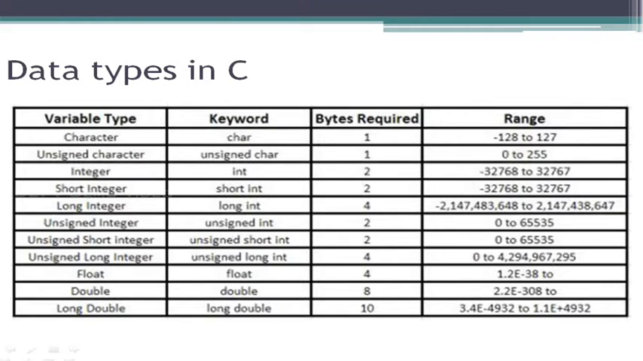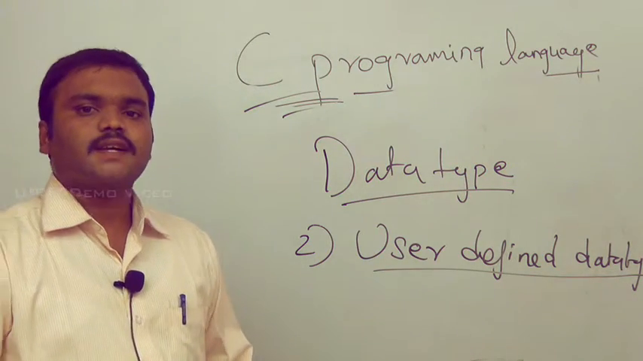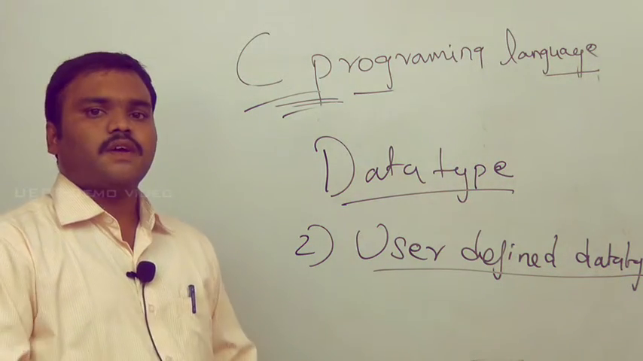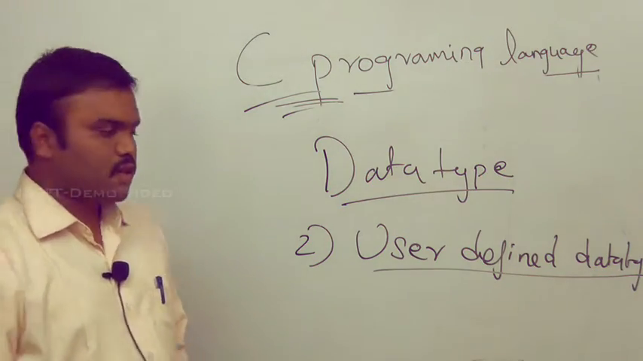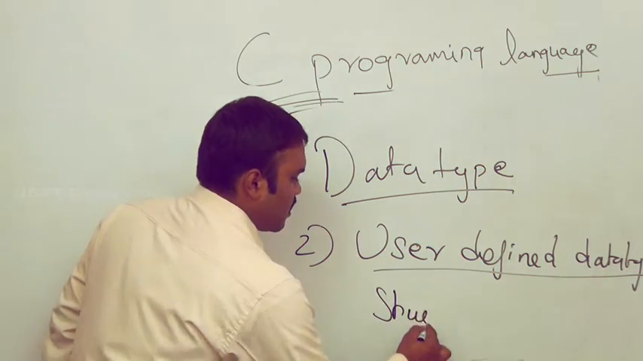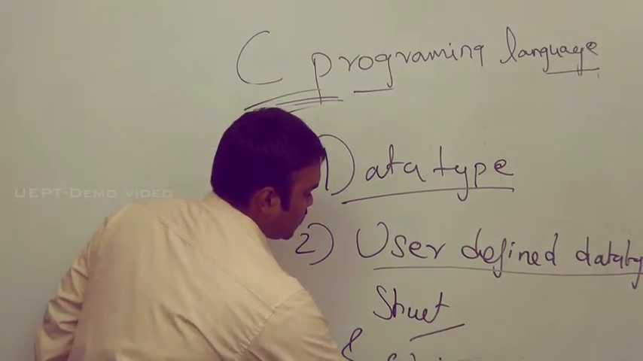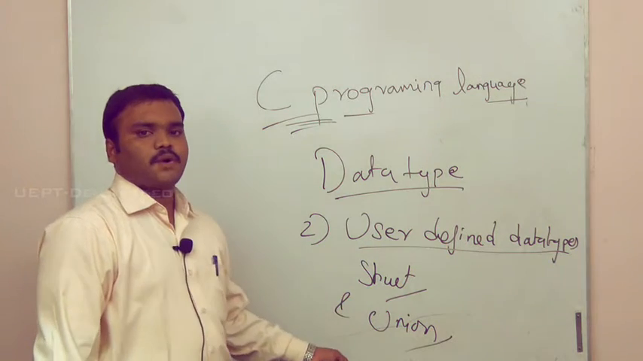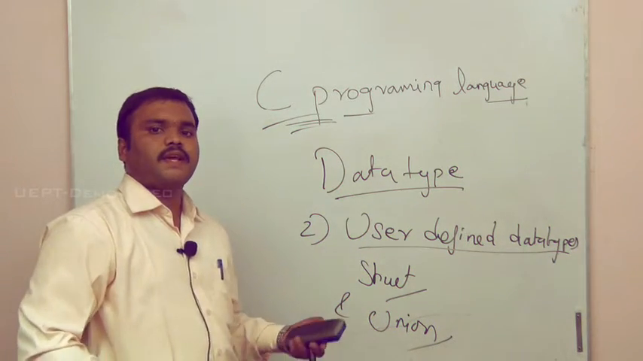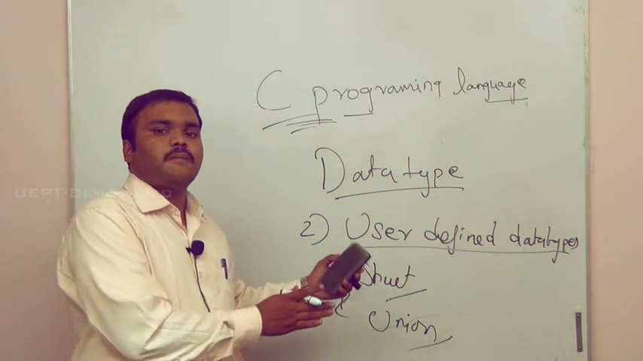And the second data type is user defined data types. The user defined data types are the data types which are derived and created by the users, where we use the concept of structure and union. Structure and union are the two concepts used in the program where the user would create some data types for making some processes apart from the main program.